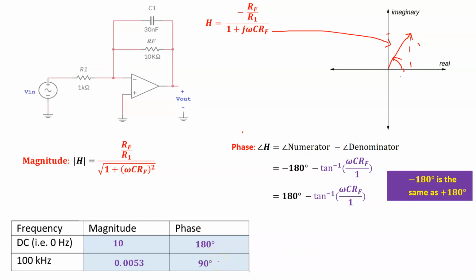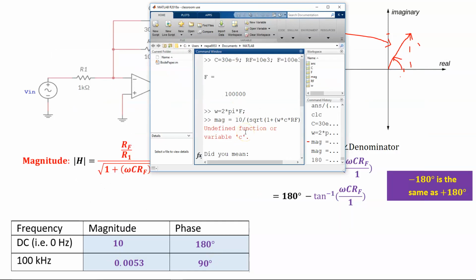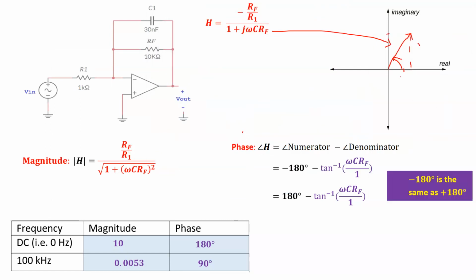Okay, you see, I have my MATLAB. What did I do here? 30 to the power minus 9, RF. So I think I might have had an extra zero here. Okay, all right. Let's move on. So that's my magnitude and the phase. So we calculate the magnitude and phase at different frequencies.